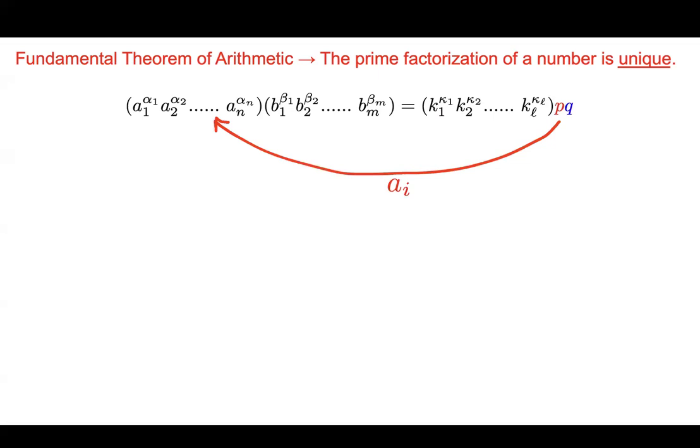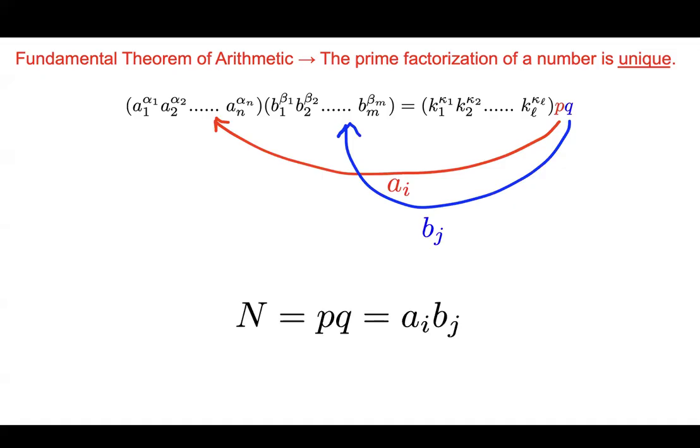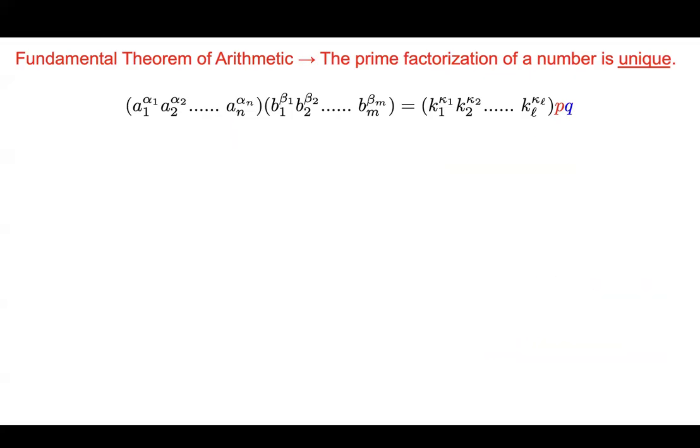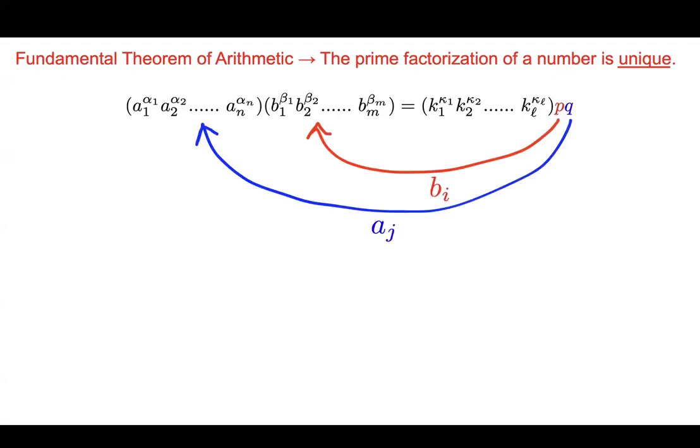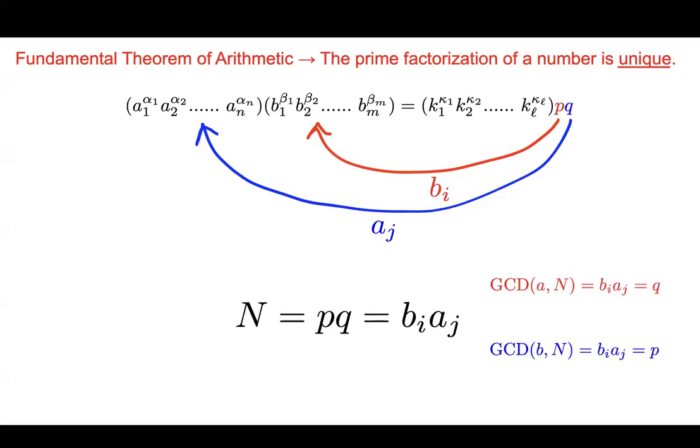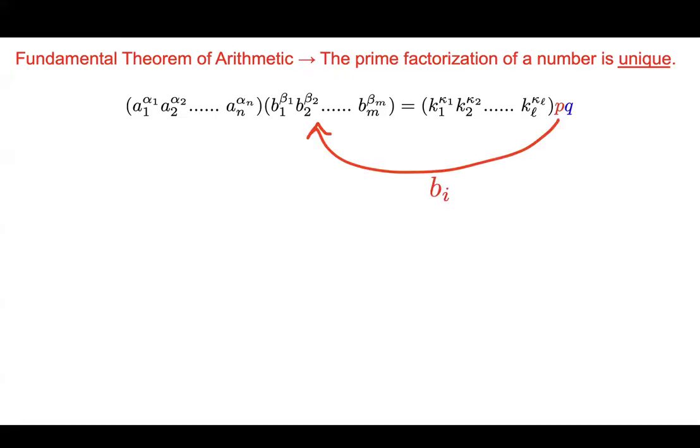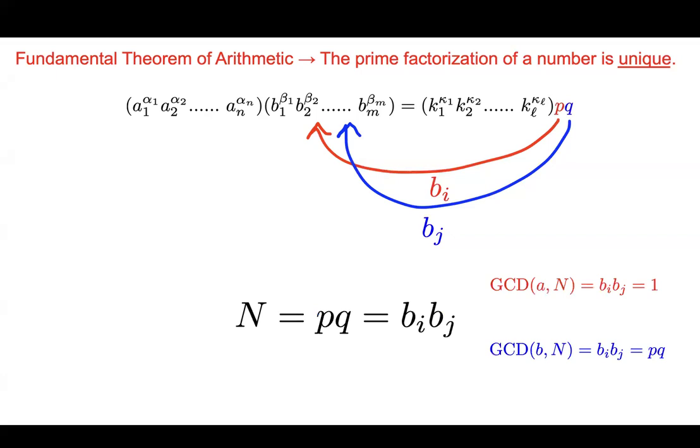Scenario number 2. p is a prime of a, ai, and q a prime of b, bj. Here, n equals ai times bj, and its greatest common divisor with a is p, and with b is q. Similarly, when p is a prime of b and q of a, the greatest common divisor of n with a is q, and with b is p. And in the case when both p and q are primes of b, then the GCD of a and n is 1, and of b and n is p times q.